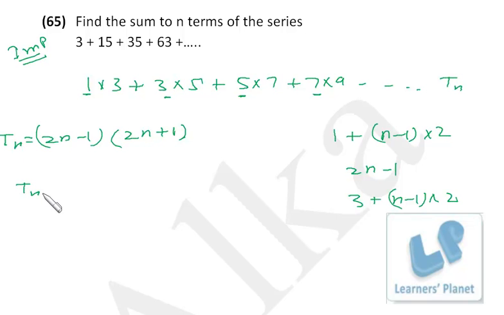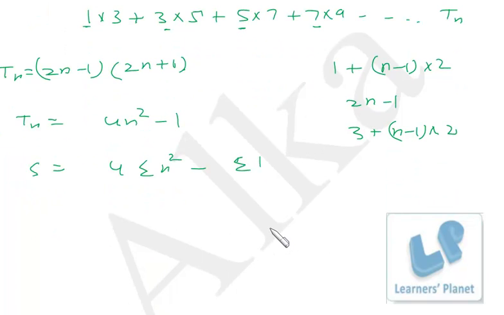Okay, so I just expand it. It will be 4n square minus 1 because it is in the (a minus b)(a plus b) format. So the nth term will be 4n square minus 1, right? Now the sum is equal to the summation of this. So 4 sigma n square minus sigma 1. So it is 4 times n(n plus 1)(2n plus 1) by 6 minus, now sigma 1 is what?